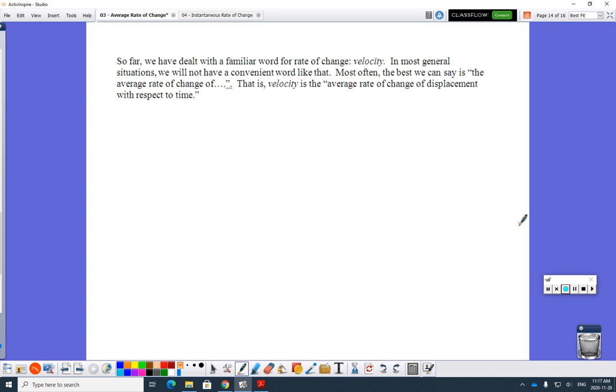So far we have dealt with the familiar word for rate of change, velocity. Physics has a fancy word for rate of change, velocity. Other fields sometimes do, but sometimes they don't. In chemistry, they're a little lazy. They just say average rate of change of temperature. They don't have a fancy word for it. In business, they have a fancy word. They say marginal revenue. That's the rate of change of revenue. So it depends on the field you go into, whether there's a fancy word or not. Most often, the best we can say is average rate of change. So in this case, velocity was the average rate of change of displacement.